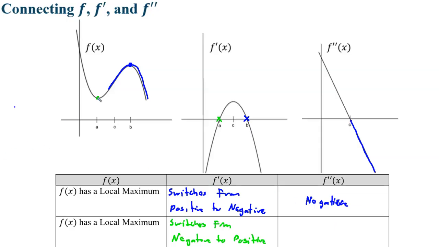Same idea then, our minimums are going to occur when our function is concave up, opening up, and that'll occur when our second derivative is positive.